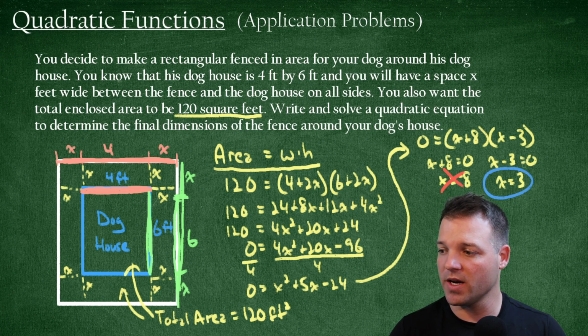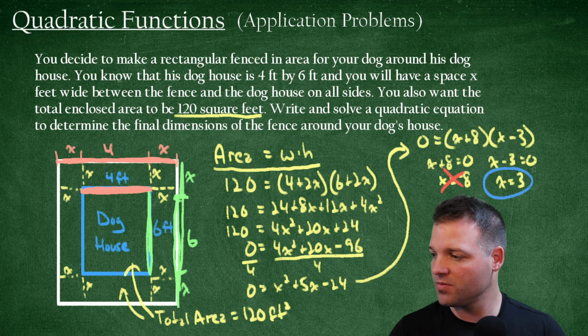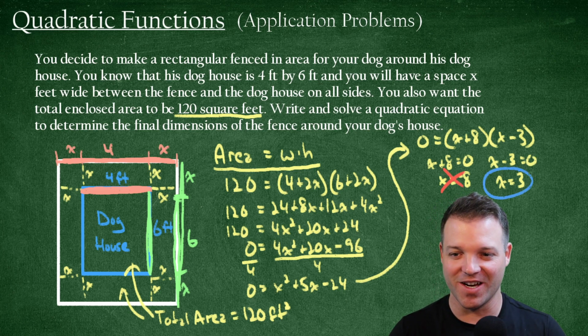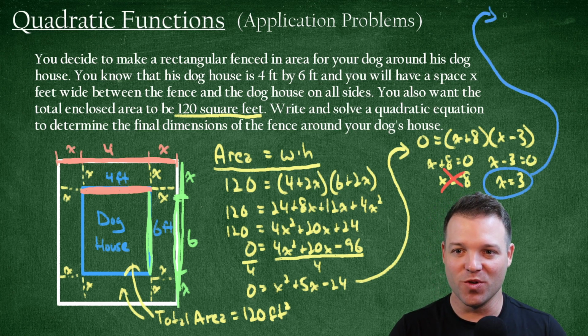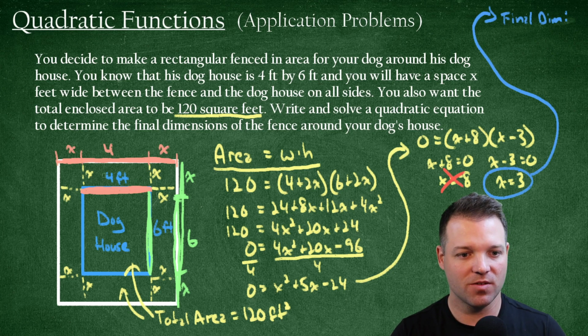However, we want to write out the dimensions of our fence. So the final dimensions, where I can write this, I'm kind of out of room here. We keep moving up here. So final dimensions are going to be, let's see here, the width is going to be 4 plus 2x, right? We have two of these x's right here, and x is 3. So the width is going to be 4 plus 6, which is going to be 10.